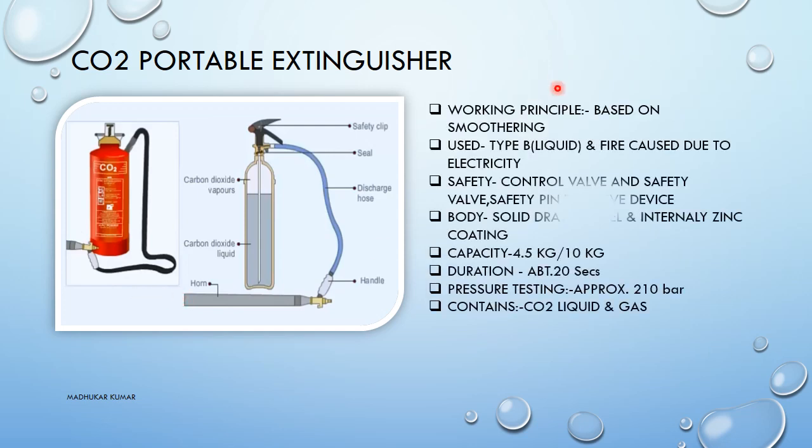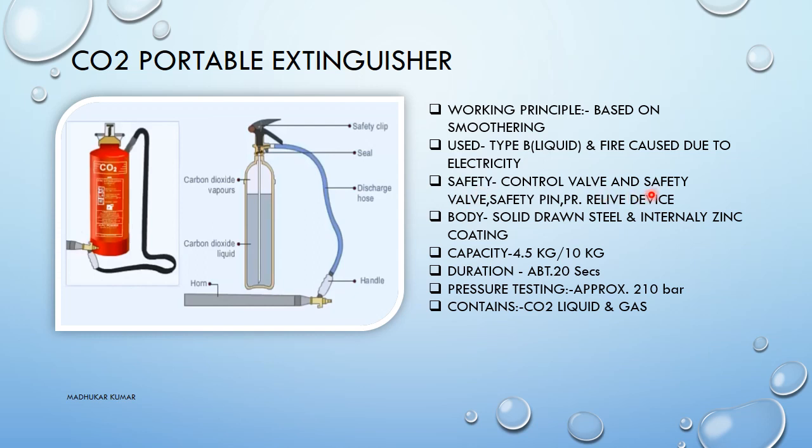Okay, and the working principle, as we can see over here, is based on smothering. Smothering is the main principle used here, and it is used for class B type, that is your liquid, and another one is the major, that is your fire caused due to electricity. In fact, if a fire is caused due to electricity, after putting off the electricity, this CO2 is utilized for fighting that fire. This is the best portable extinguisher to fight a fire caused due to electricity.